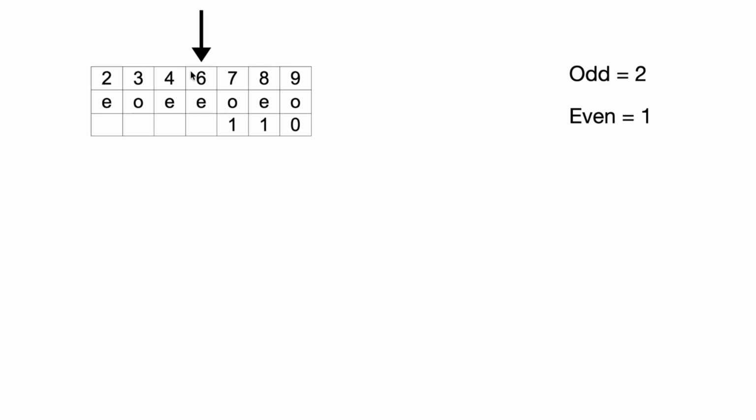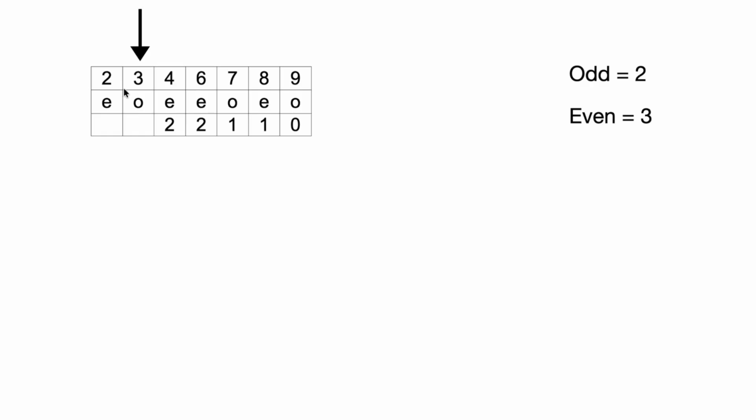Now we will move to 6. 6 is even, so how many odd numbers have we found yet? We have found 2 odd numbers. So we will save 2 here, and since 6 is even, we will increase the count of even by 1. Now again 4 is even. How many odd numbers have we found yet? 2. So we will save the answer as 2, and we will increase the even count by 1.